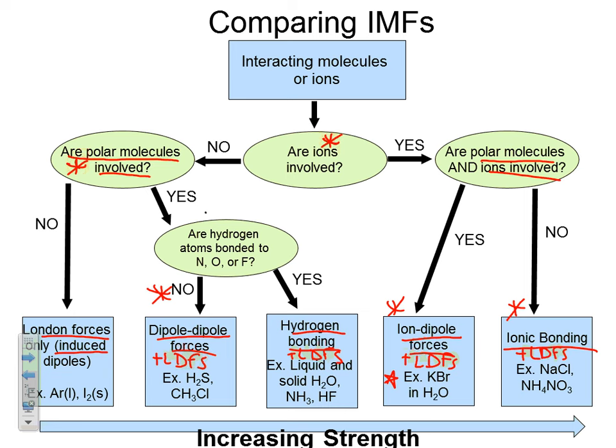And on the bottom here, I have also indicated that these are organized in terms of increasing strength. So all of these London dispersion forces are the weakest, and ionic bonding is the strongest.